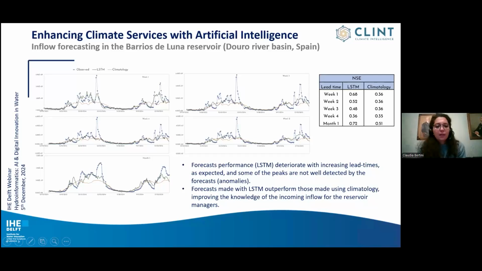So here you can see the results of our forecast. Maybe they're a bit small, sorry. You can see the different weeks in the 4 upper quadrants, and then the monthly forecast. What we can see is that the LSTM forecasts, which are the continuous green line, are way more similar to the observations than the climatology, which is the information currently used.